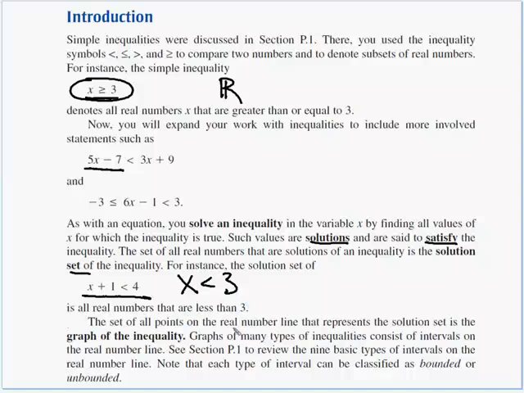The set of all points on the real number line that represents the solution set is the graph of the inequality. Graphs of many types of inequalities consist of intervals on the real number line. Look back to section P1 to review the 9 basic types of intervals on the number line. Note that each type of interval can be classified as either bounded or unbounded.